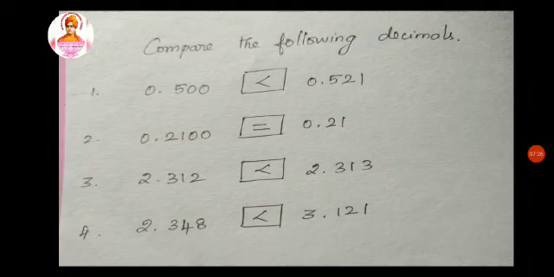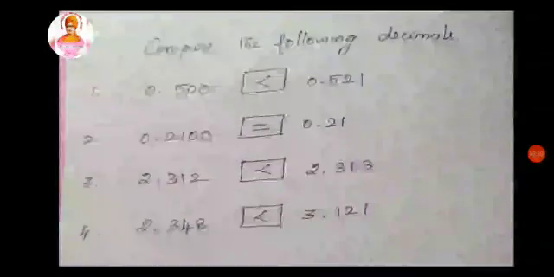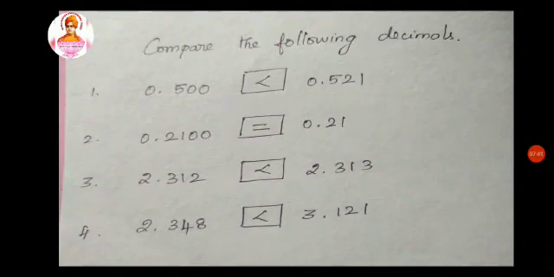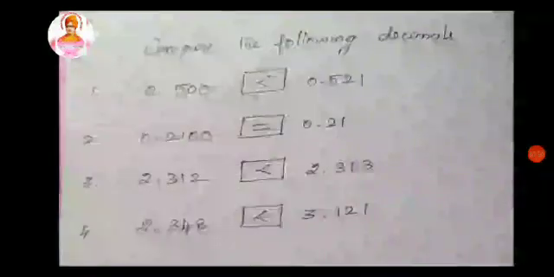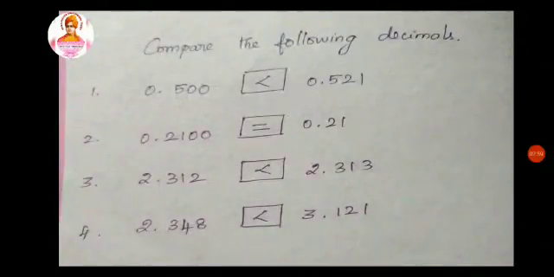Comparing decimals. How can we compare decimal numbers? For example, 0.500 and 0.521. We are going to start our comparison from the whole number. First we should compare the whole number, that is the left side of the decimal point. Here I have 0 and there also 0. Then the whole number is completed. Then I move to the decimal part.